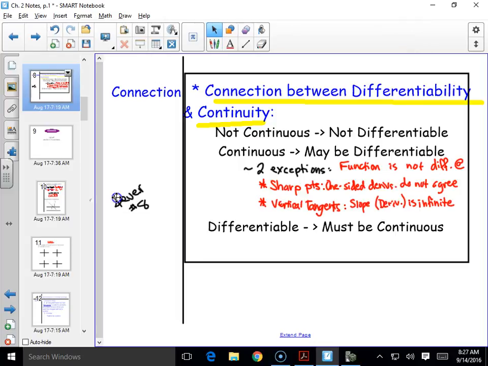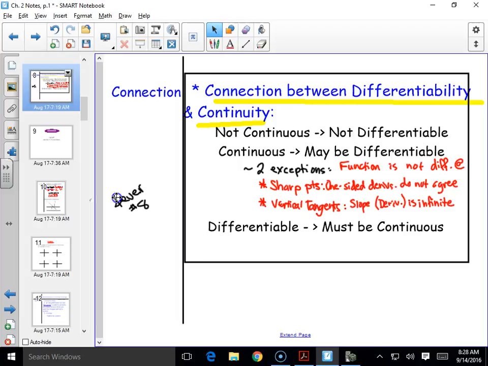The one-sided derivatives do not agree. What do I mean? The one-sided derivatives are really limits, so the one-sided limits do not agree. Sharp points. What's going on is the one-sided limits are not agreeing for the derivative. Therefore, the derivative would not exist, because if the one-sided limits don't agree, the limit does not exist, hence the derivative does not exist.